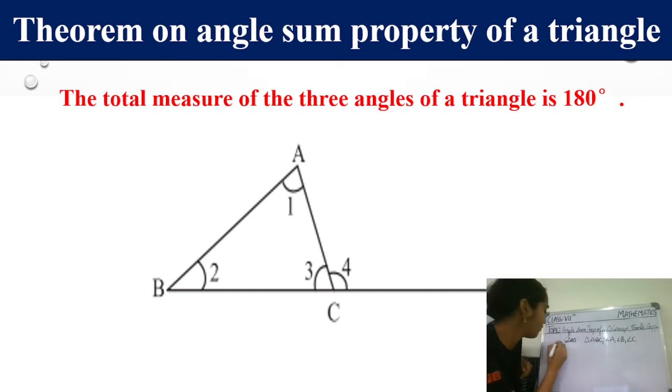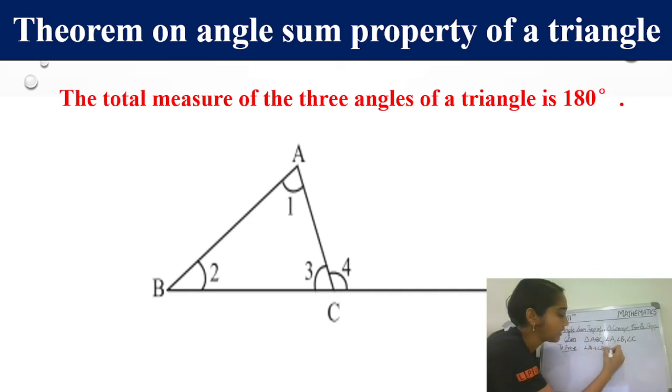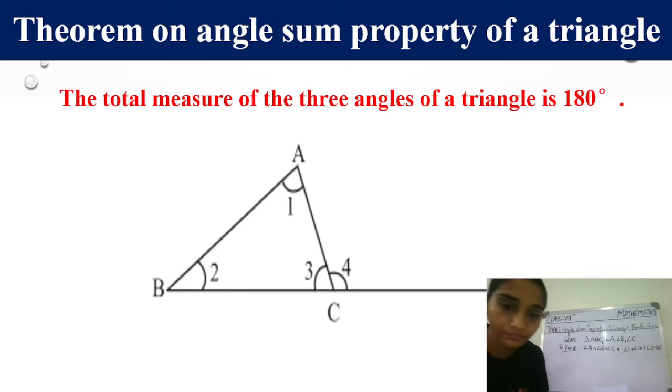Very good, students. So now what do we actually have to prove? We have to prove that the sum of all the angles, angle A plus angle B plus angle C, that is angle 1 plus angle 2 plus angle 3, is equal to 180 degrees. So now let us begin our proof.